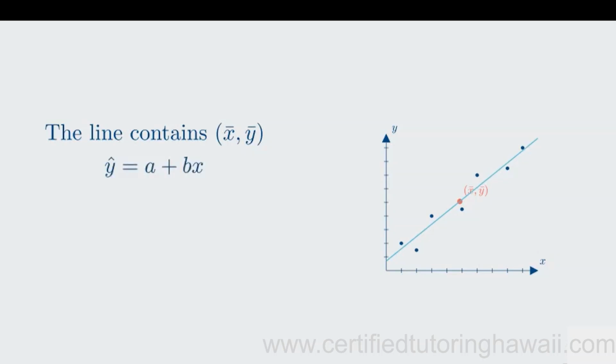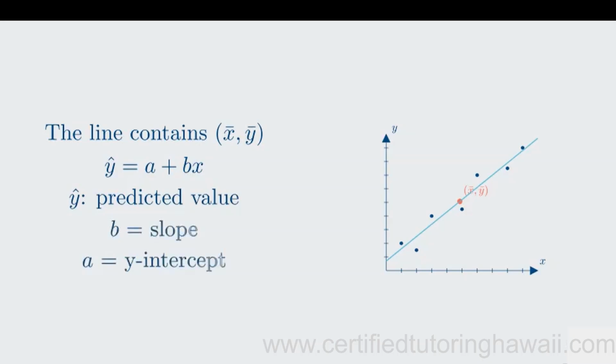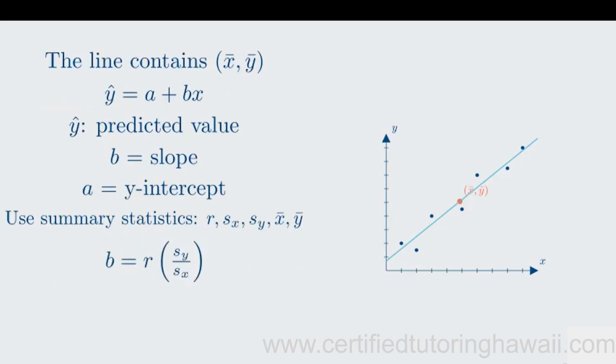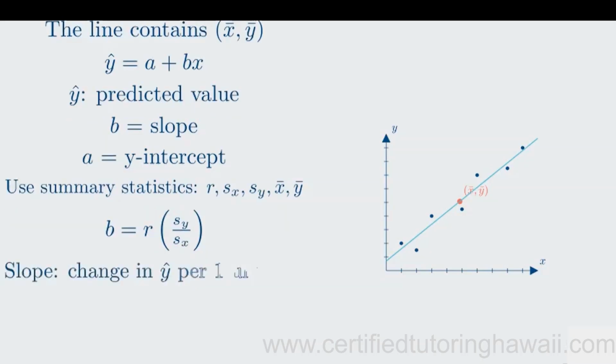The general form of our regression equation is y hat equals a plus bx. In this equation, y hat represents the predicted value of the response variable. The letter b is the slope, and a is the y-intercept. To build this model from scratch using summary statistics, we need to find these two values. The slope, b, can be calculated using the correlation r and the sample standard deviations of our variables. It is the correlation multiplied by the ratio of the standard deviation of y over the standard deviation of x. This tells us how much y is expected to change for every 1 unit increase in x.